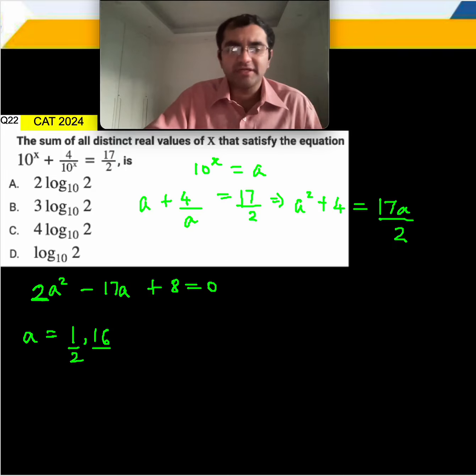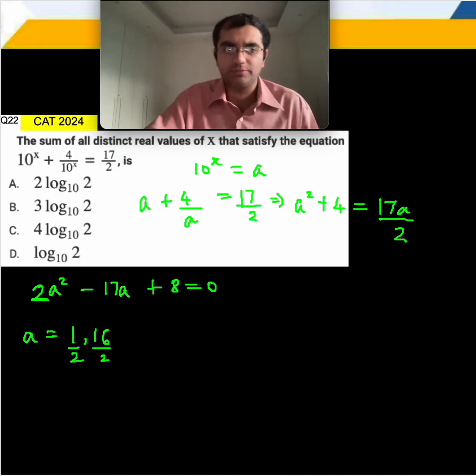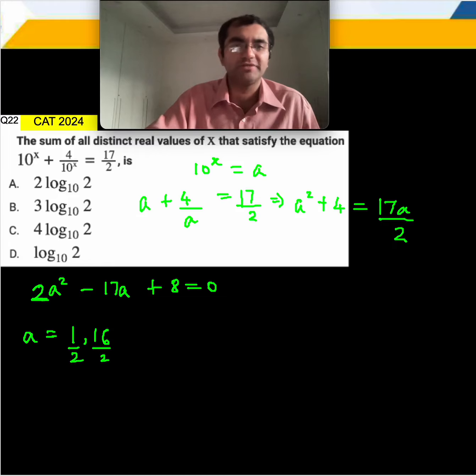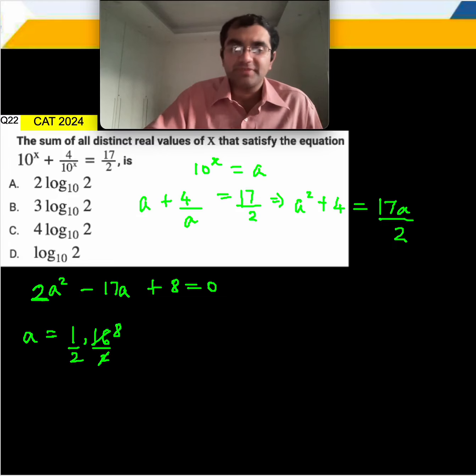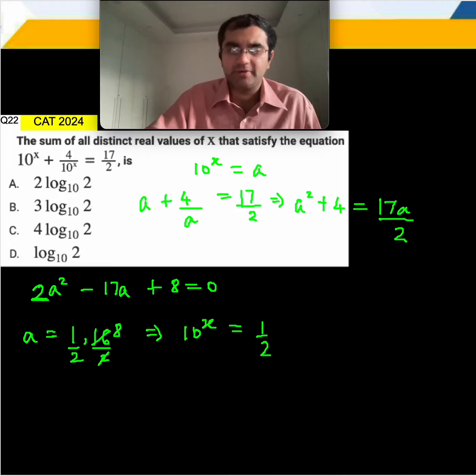Your roots will come out as half and 16 upon 2. Okay? Sum is minus b, that is 17, product is c into a, that is 16. So 1 and 16, and then divided by 2, so this is 8, and a is equal to 10 to the power x. So 10 to the power x is half and 8. We take log on both sides.